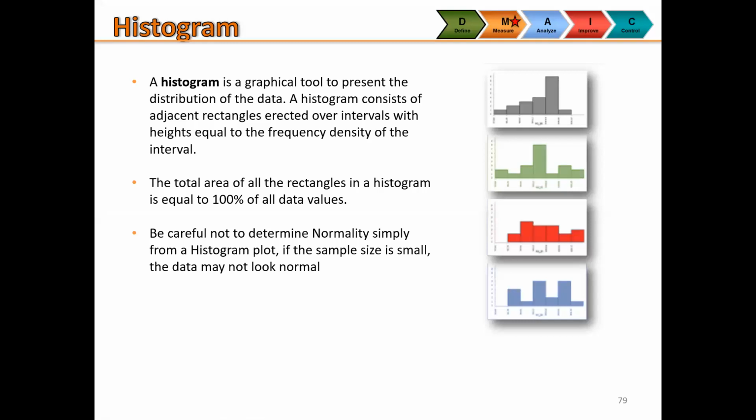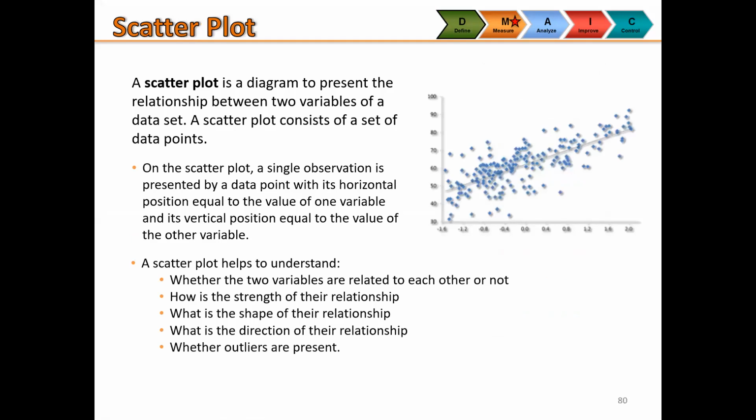Histogram, a graphical tool to present the distribution of data. Adjacent rectangles are erected over intervals with heights equal to the frequency. Total area of all rectangles is 100. Scatter plot, which I think we did with the weight, represents a relationship between two variables of a data set. So we kind of did that with our weight before. It helps us understand whether two variables are related to each other or not, what the strength of the relationship is, the density of it, what the shape of the relationship is, that kind of thing.